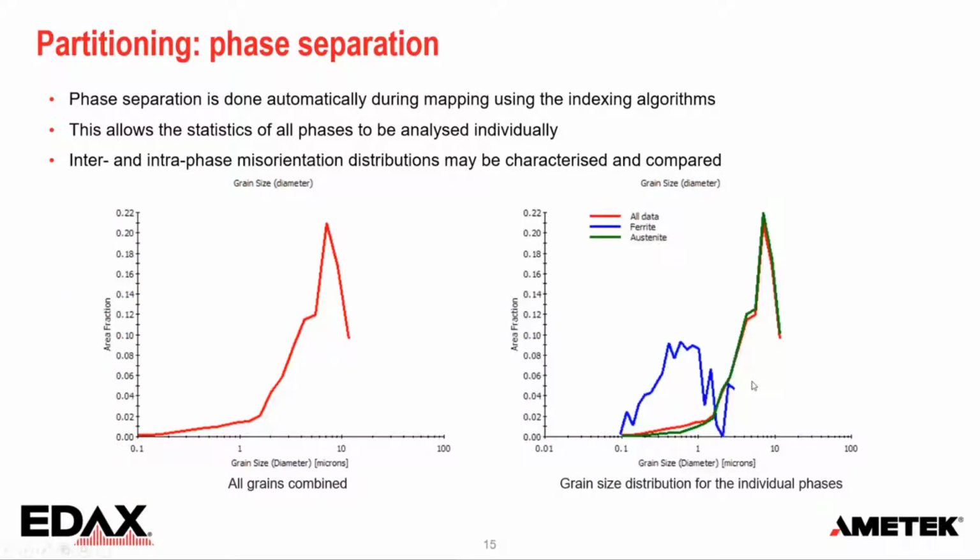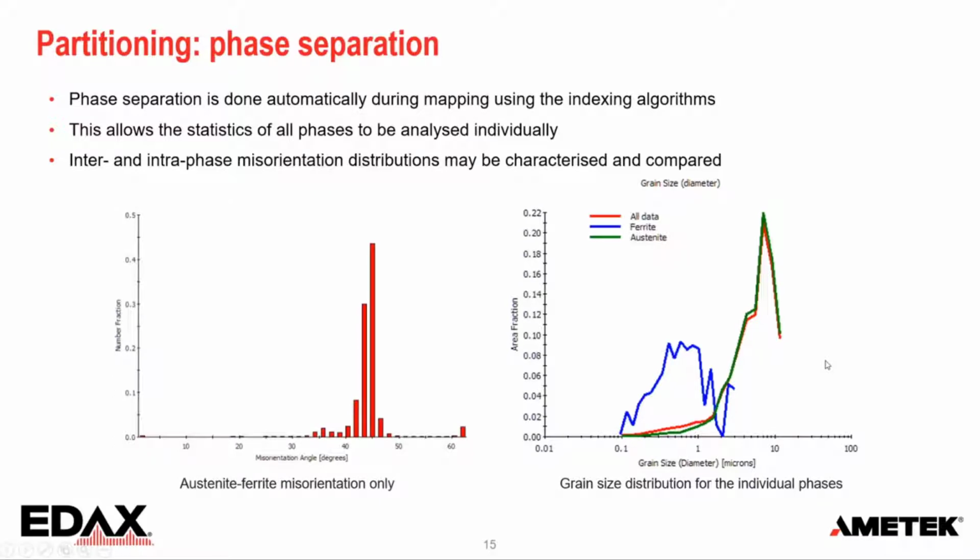And then you can make a grain size chart. For example, here is everything, so austenite and ferrite, but you can split them. So the ferrite grains were the small ones, and the austenite grains, the green is the larger one, and in red is just a combination of both.